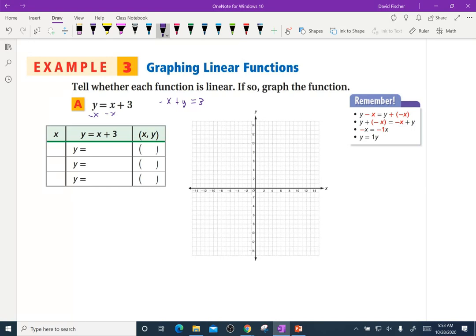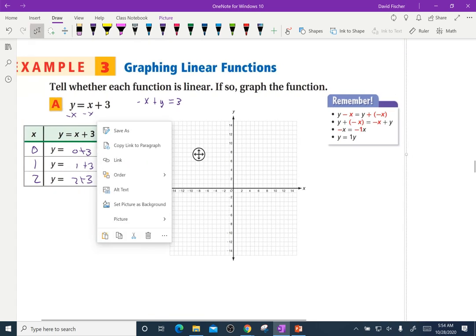Let's pick some numbers here and get this graph. So I'm going to pick numbers like 0, 1, and 2 because we only need three points. So if I put a 0 in, 0 plus 3 is 3. So my coordinate is going to be 0, 3. If I put a 1 in, 1 plus 3 is 4. So I have 1, 4. Put a 2 in, 2 plus 3 is 5. So I have 2, 5. Again, hoping that this becomes mental math for you.